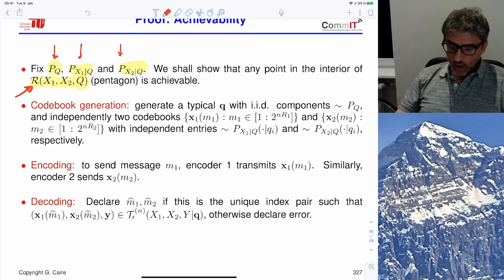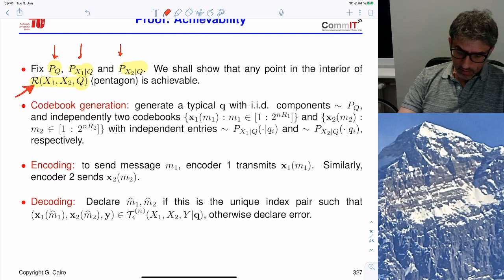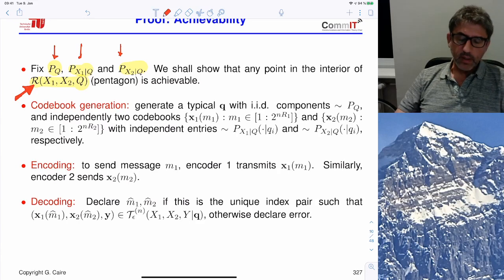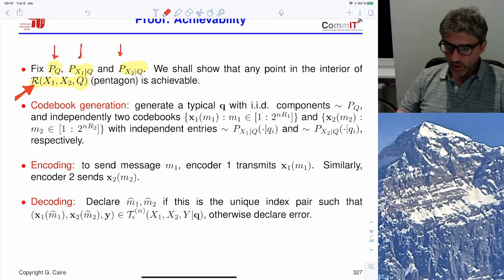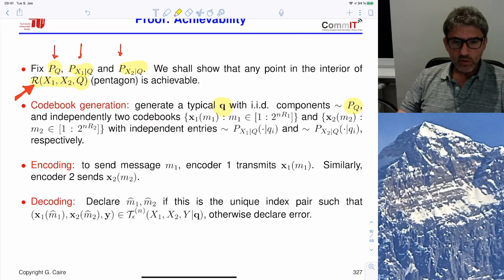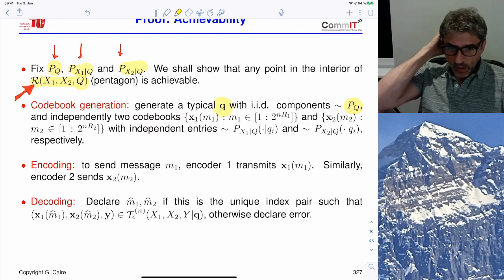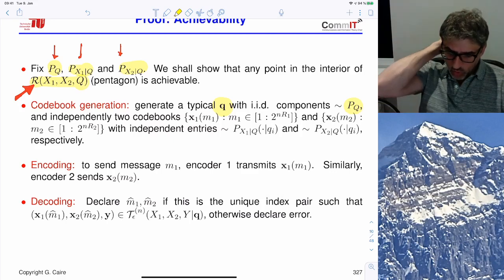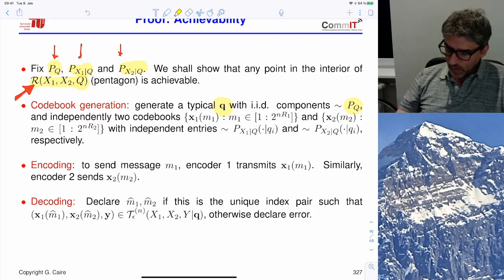So this is what we end up with. So how do we show achievability? We use the same idea that we have already used for proving the capacity of a single user channel. So we do random coding. So we generate a random code as follows. First, we generate a typical sequence Q of length n. Typical with respect to what? Well, with respect to the PMF P sub Q that we have chosen. Okay. For this typical Q, we generate two independent codebooks. One consists of 2 to the nR1 codewords x1.